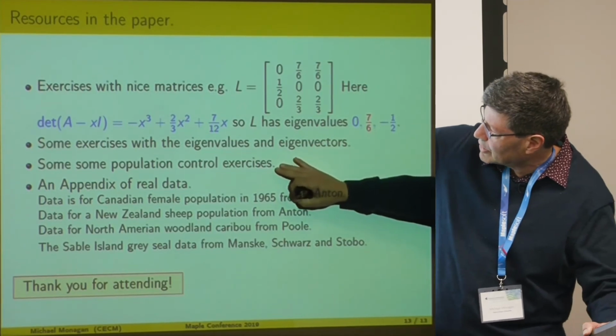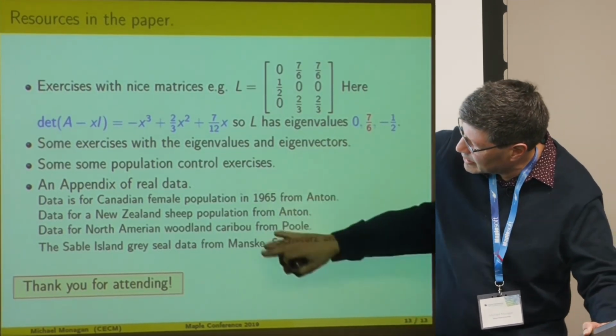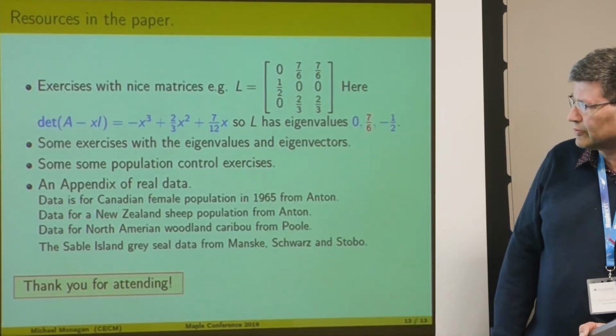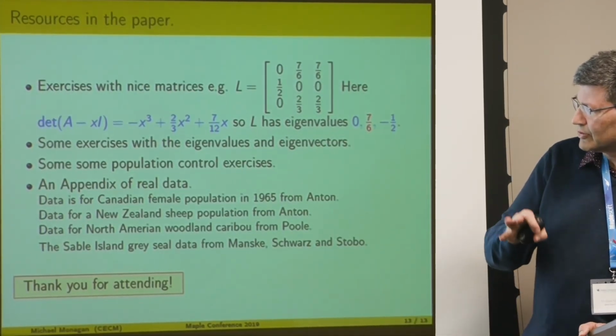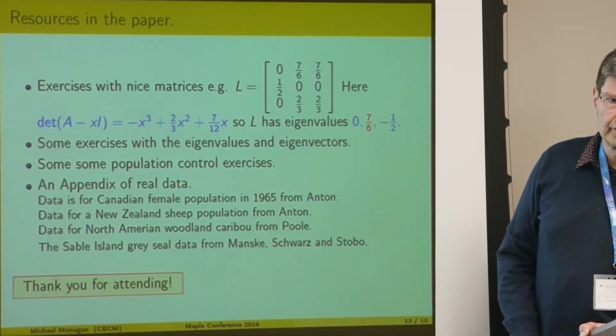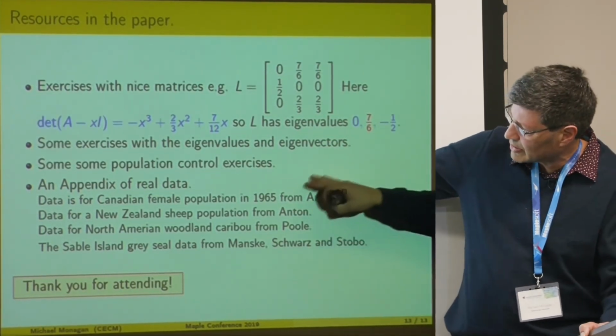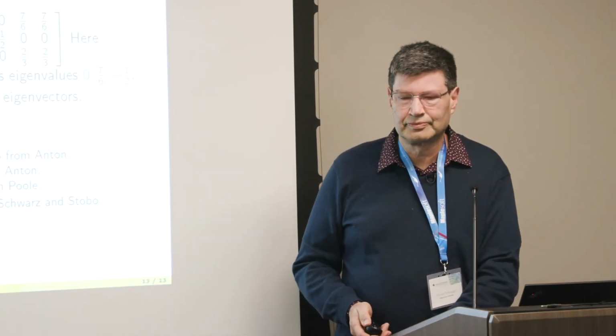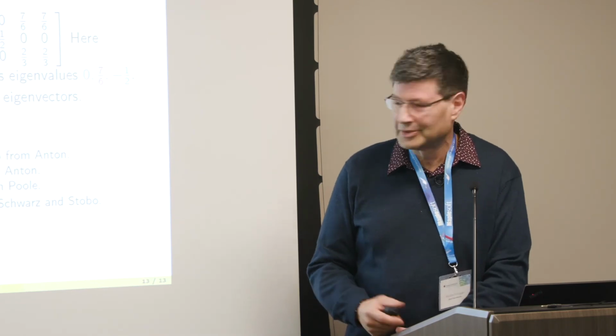There are some population control exercises in the paper, and at the back of the paper, I've gathered all the data that I found from all the different books. Some of this is from books, and some is from papers that I could get. So there's some more real data in the paper that might be useful. Okay, I think that's it.